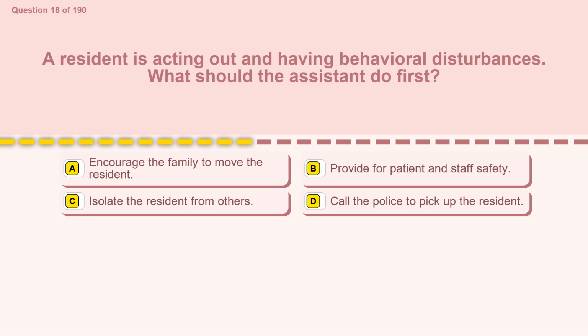Option A. Encourage the family to move the resident. Option B. Provide for patient and staff safety. Option C. Isolate the resident from others. Option D. Call the police to pick up the resident.